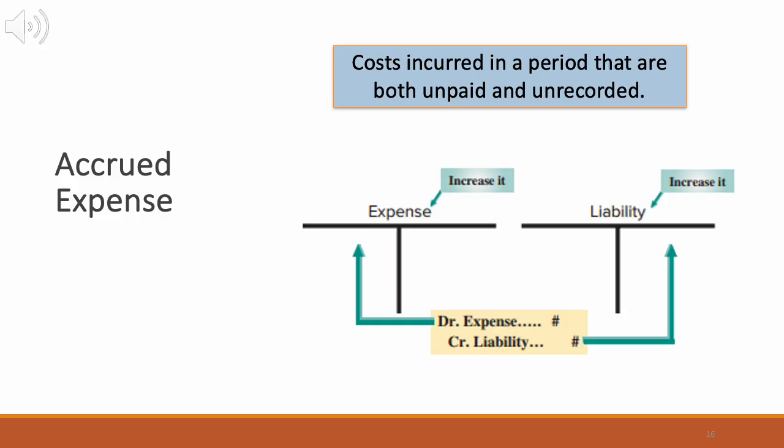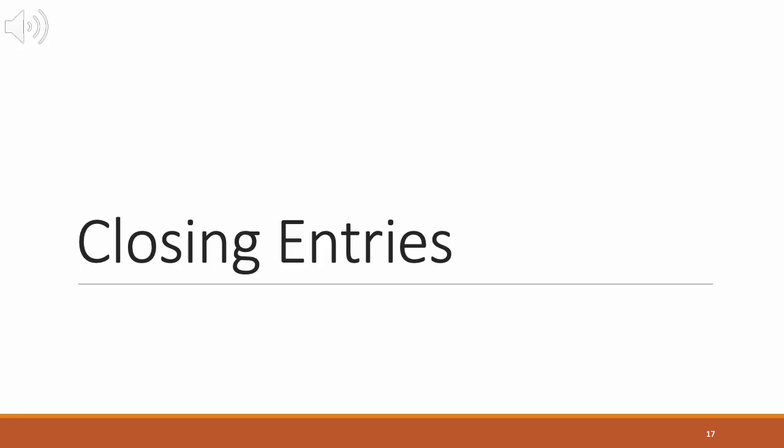Here's how we record it. We increase expense by debiting it because the cost belongs to this period. We increase liability by crediting it because the company now owes money to someone. So the adjusting entry is debit expense, credit liability. Later, when the company pays the bill or the salary, we reduce the liability. The next part of the cycle is closing entries.